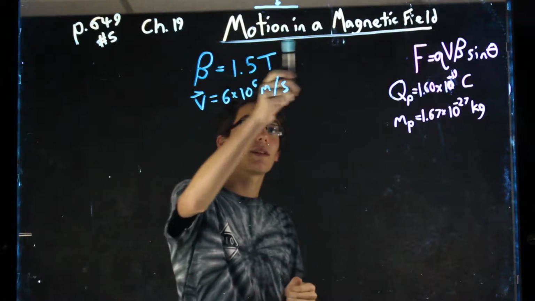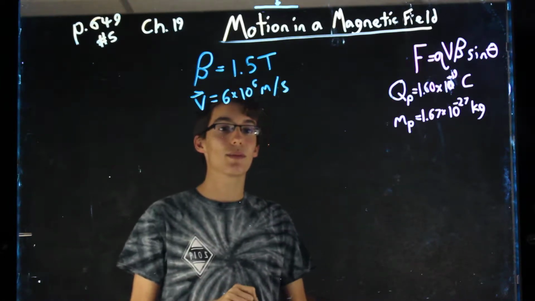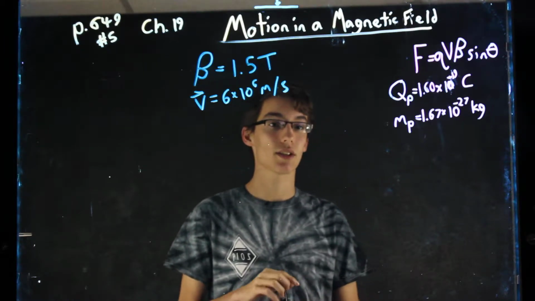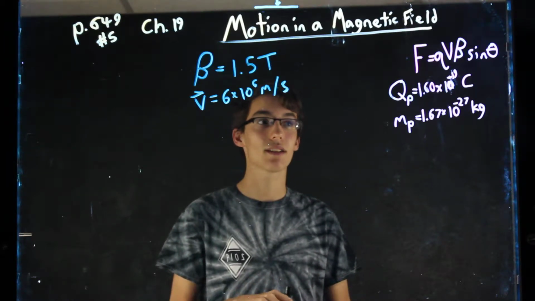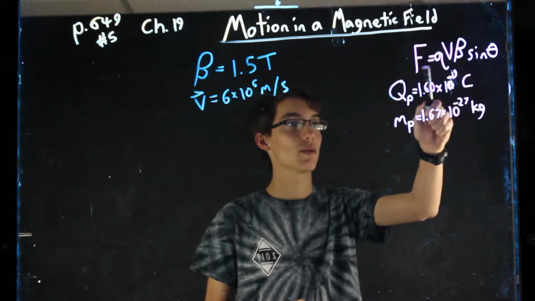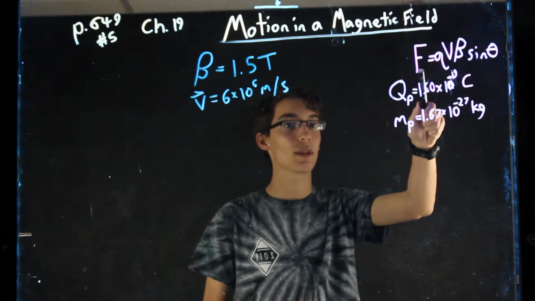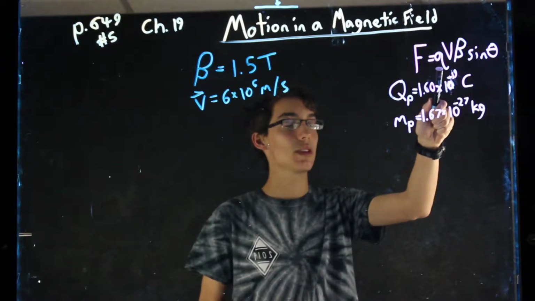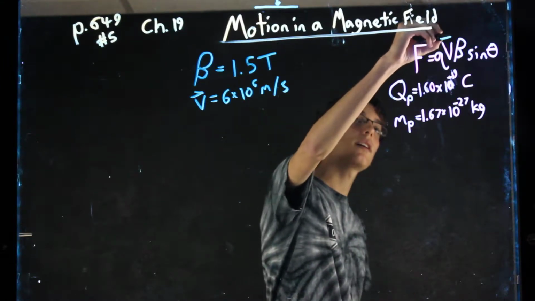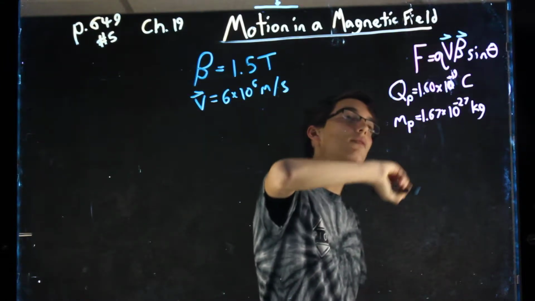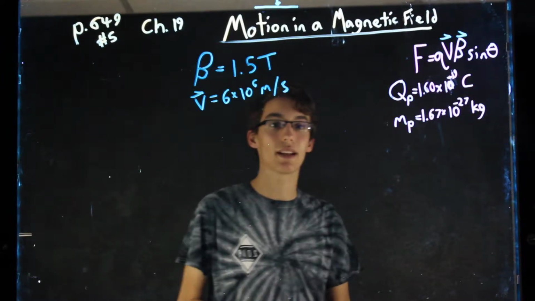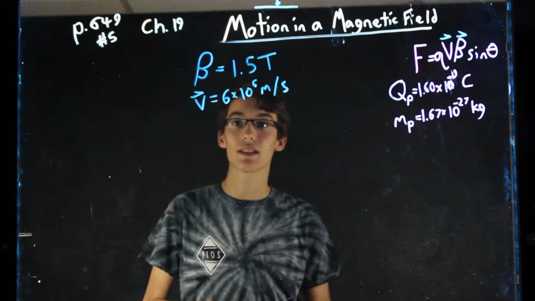More particularly, we are looking at motion in a magnetic field, particularly what happens when you have a charged particle, that's our electrons and protons, moving through a magnetic field. And here is our main formula. The force that acts on a charged particle moving through a magnetic field is equal to the magnitude of its charge times its velocity, these are vectors by the way, times the strength of the magnetic field times the sine of the angle between the velocity and the magnetic field. Sounds like a mouthful, but it is a little bit easier in practice.